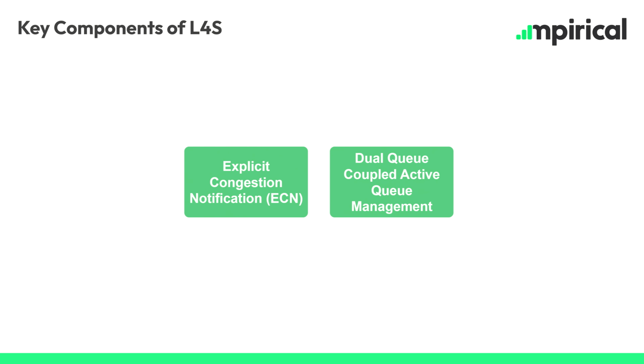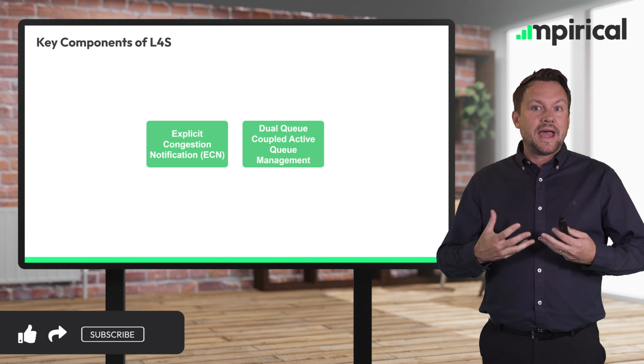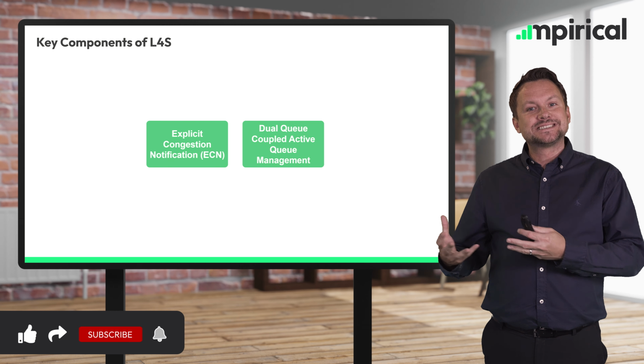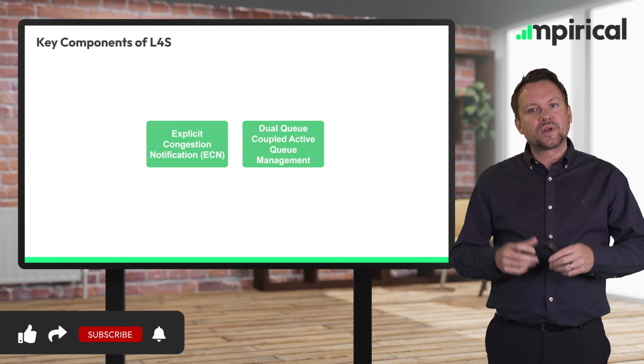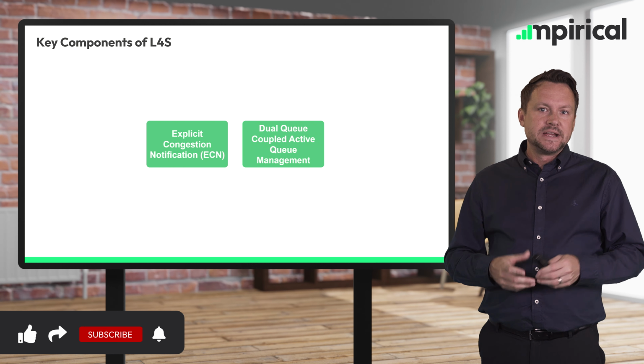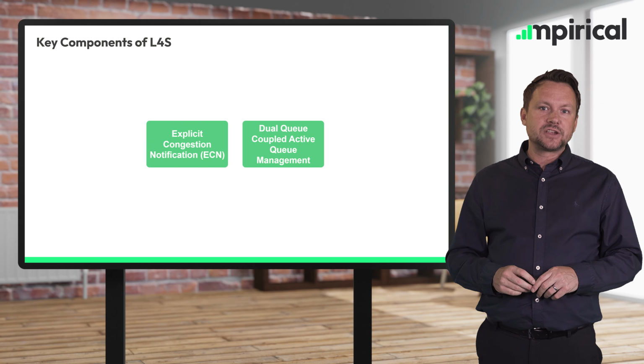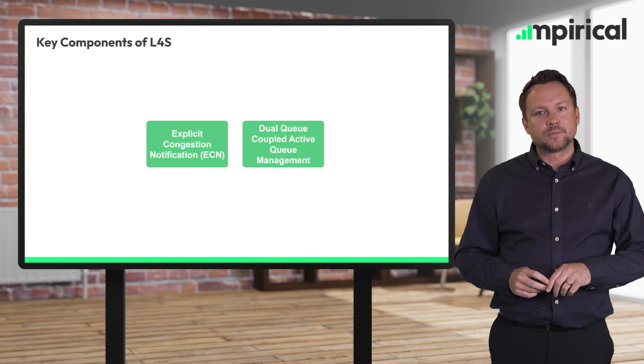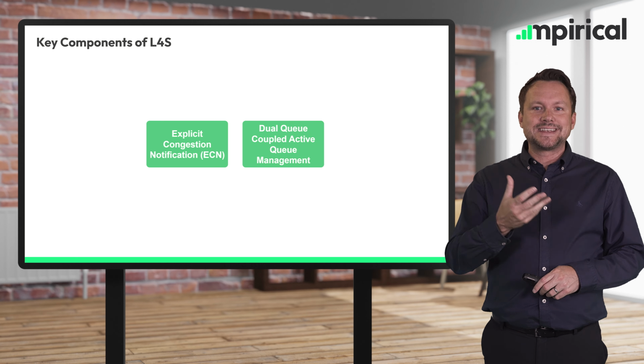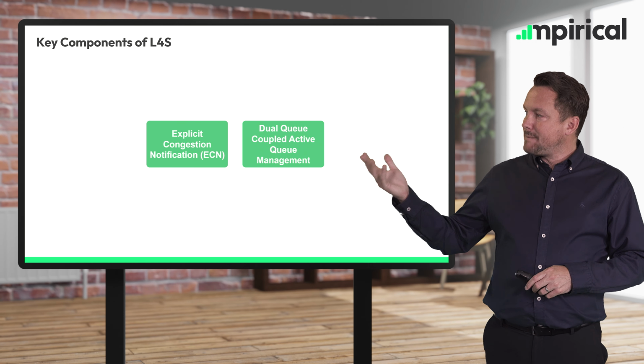And the second component, dual queue coupled active queue management. This really is about how we treat L4S traffic versus classic traffic. And we need to uphold principles of fairness within the network. So it isn't a case of we hold all traffic back and allow delay critical applications to really use up all of the available transmission link. No, we use intelligent queuing to manage the traffic.